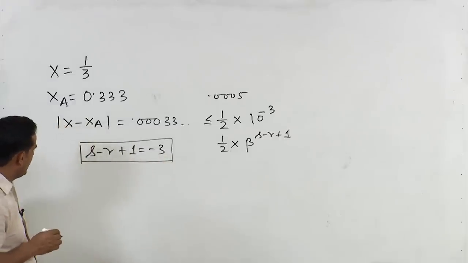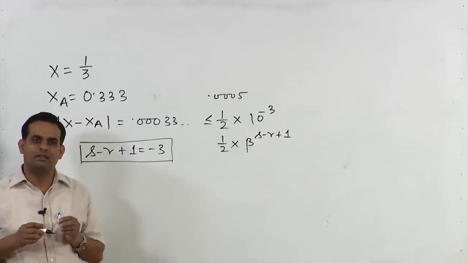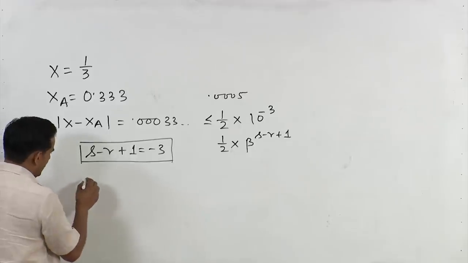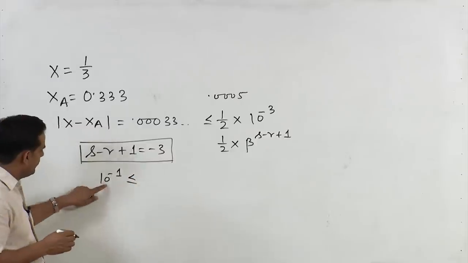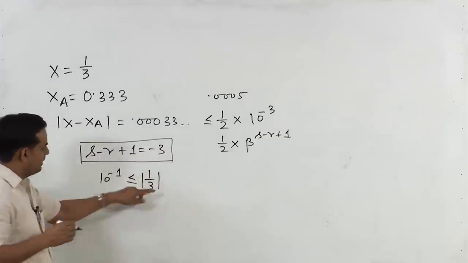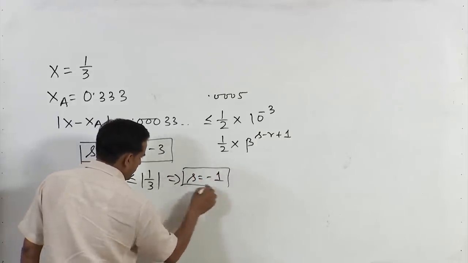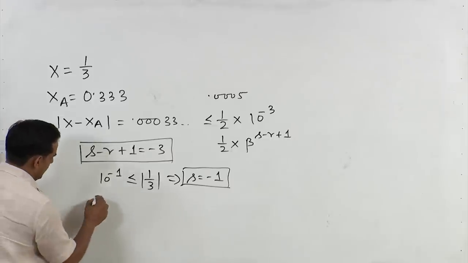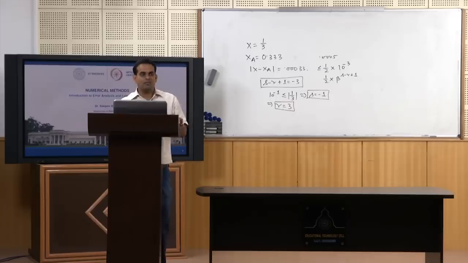Now, I want to find out the value of s. As I told you, s is the largest integer such that beta raised to power s is less than or equal to the absolute value of the true solution. So here, we can have that 10 raised to power minus 1, that is 1 upon 10, is less than 1/3, the true solution. So, this gives me s equals minus 1. So, from these two equations, I can write r equals 3. Hence, I can say that the approximation 0.333 has 3 significant digits, or matches with the exact value 1/3 with 3 significant digits.